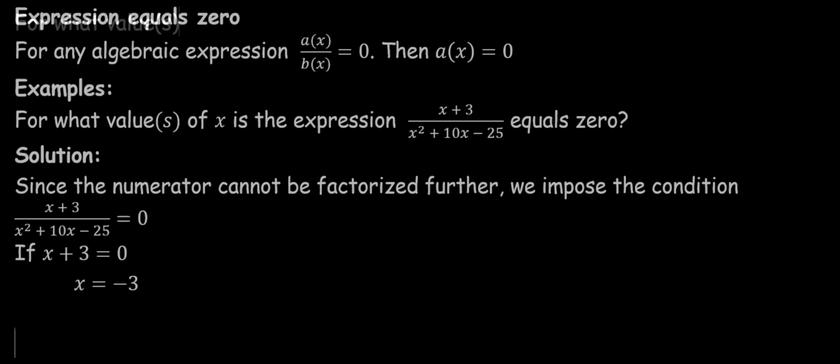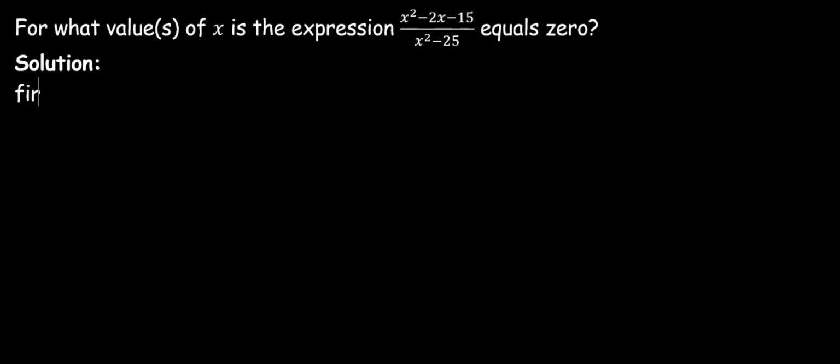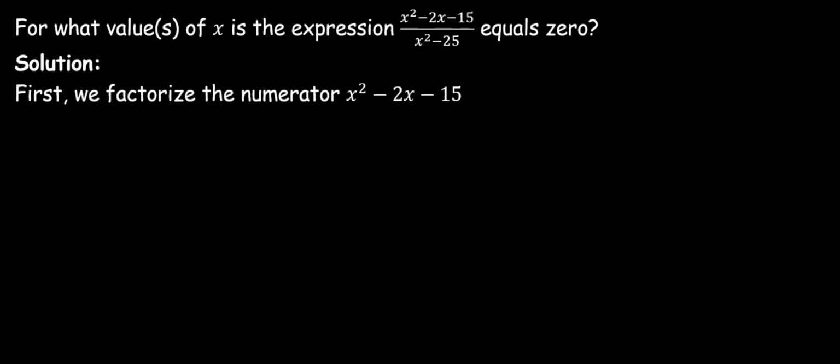Let's take another example. For what values of x is the expression (x squared minus 2x minus 15) at the numerator divided by (x squared minus 25) equal to 0? Solution. First, we factorize the numerator. The quadratic at the numerator, x squared minus 2x minus 15, will become x squared plus 3x minus 5x minus 15. Thus, we are looking for the factors of minus 15 that will give us minus 2, and the two factors are plus 3 and minus 5.